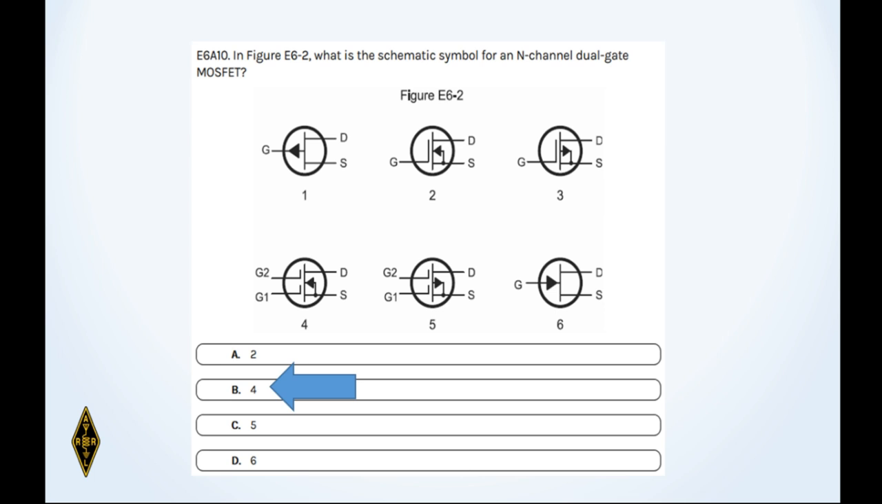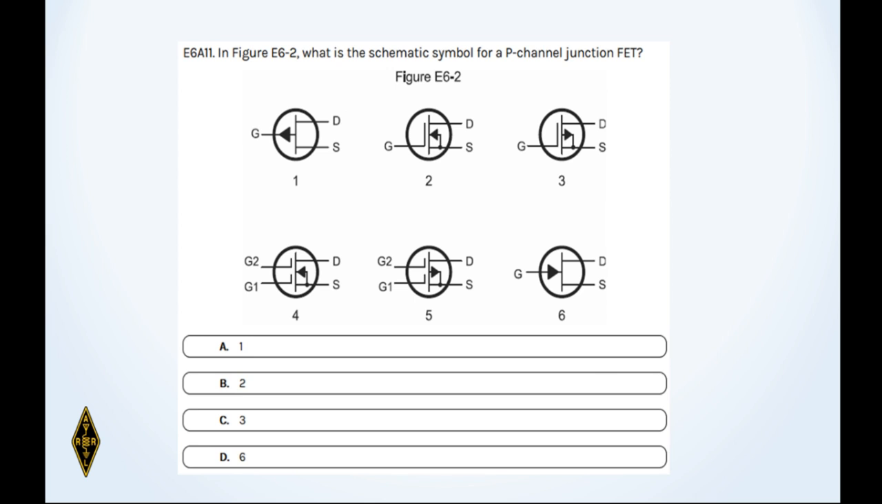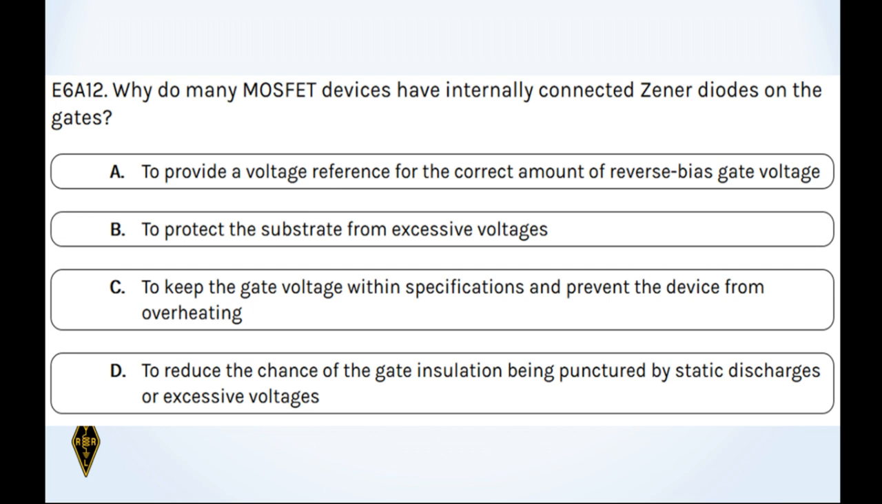All right, let's try it again. What is the schematic symbol for a p-channel junction FET? So it's away from the line. So the line is now p-channel. So it's number 1. It's a single gate on a junction FET. So why do many MOSFET devices have internally connected Zener diodes? Static discharge protection. So that would be delta.